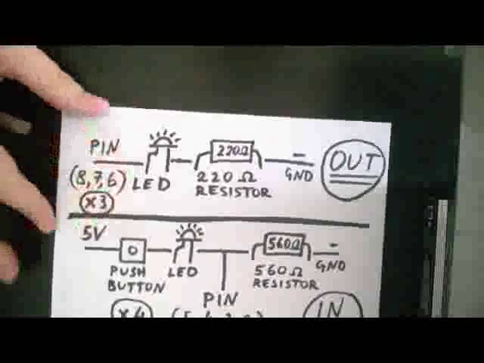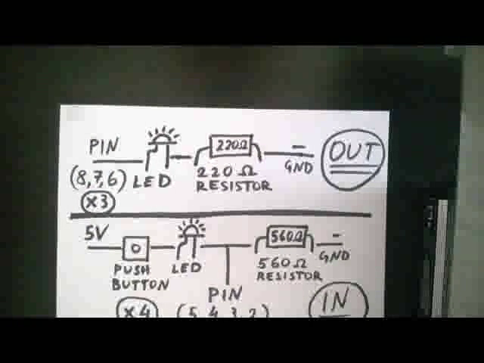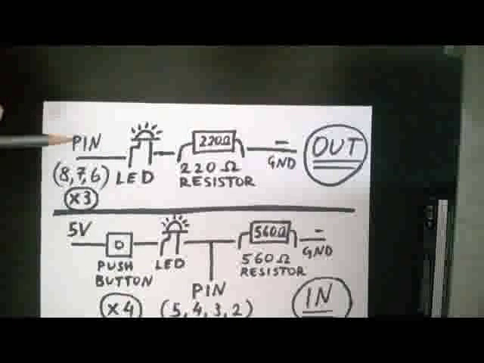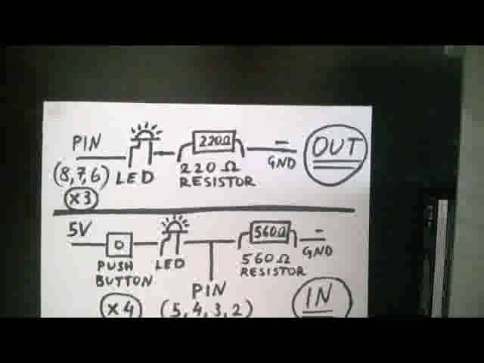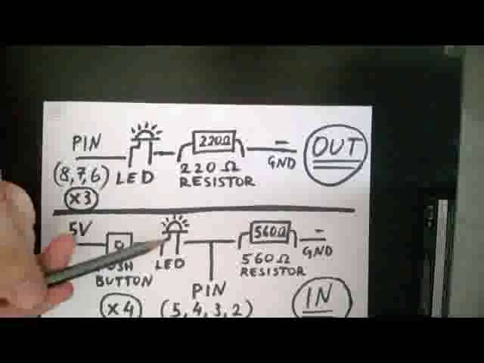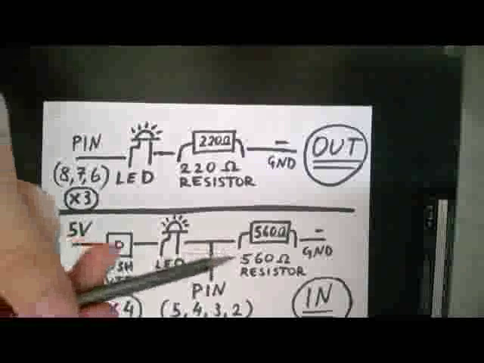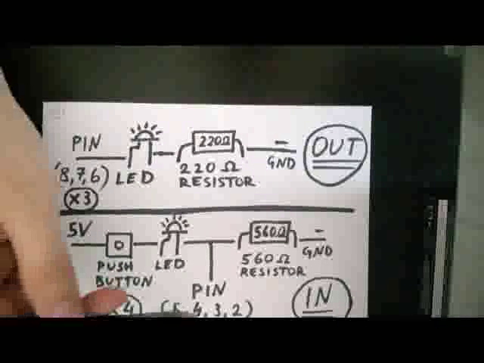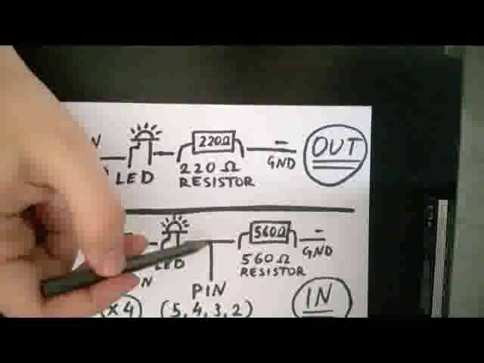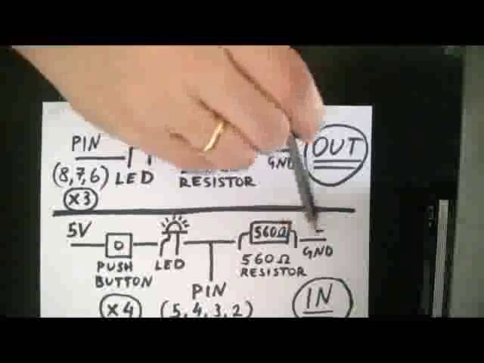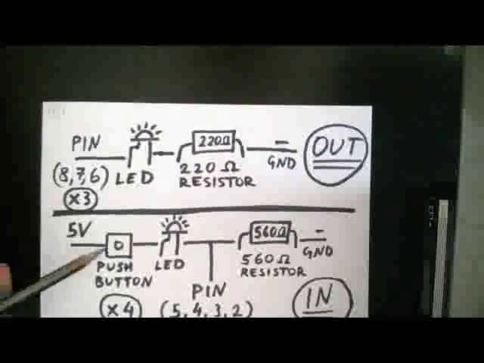Now, finally, I would like to show how these push buttons and the output are actually wired. So you're having 5 volts lead to a push button leads to an LED, and the LED is then leading out on the one hand to one of the pins 5, 4, 3, or 2, and the wire is also split and goes to a 560 ohm resistor, which is connected to ground. That is for each of the inputs.